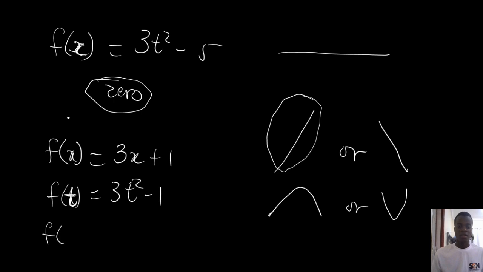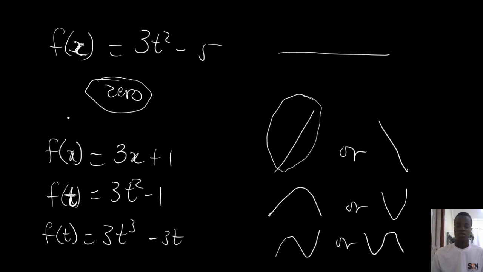Then let me do the last one. f of t is equal to 3t cubed minus 3t. The degree is 3. So we have up, down, up, or down, up, down, something like that. So 1, 2, 3 slopes. So this is how the graphs look.